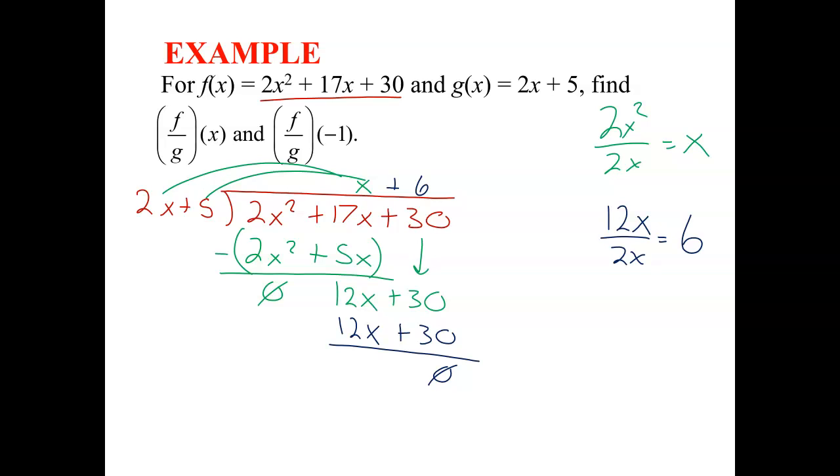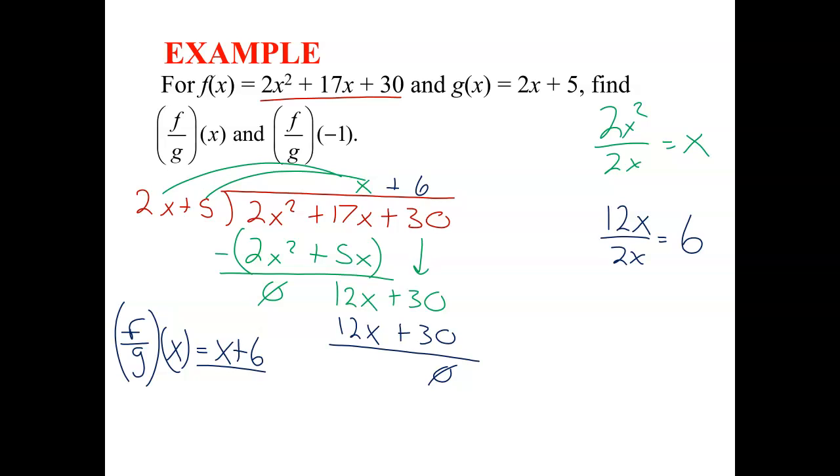So the answer is x plus 6. That's the answer, right? So, f divided by g of x gives us a quotient of x plus 6. So that's the first part.